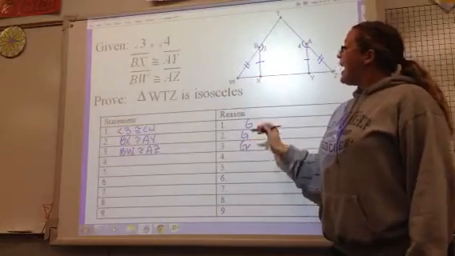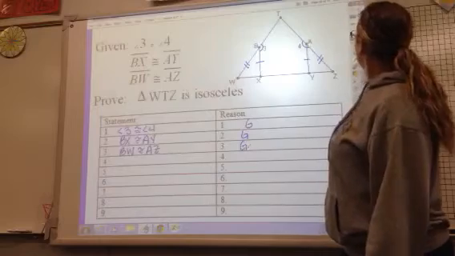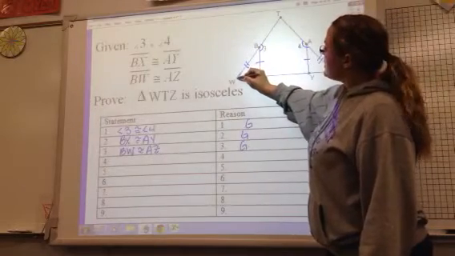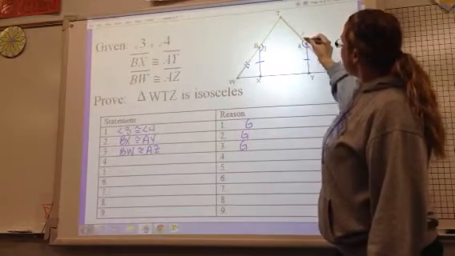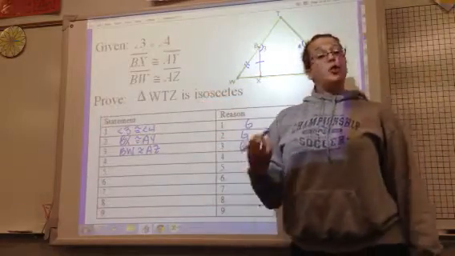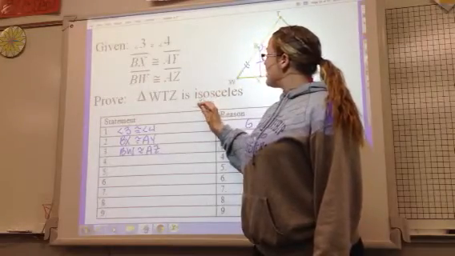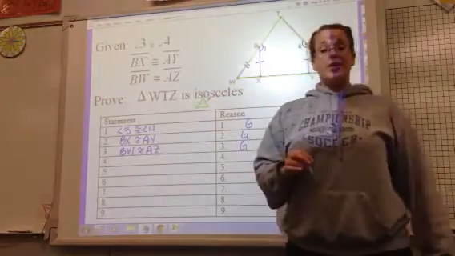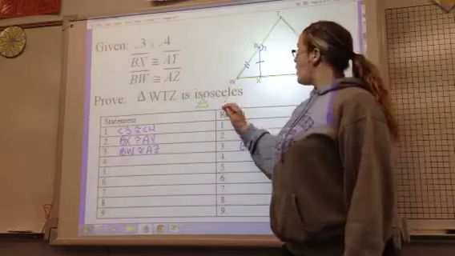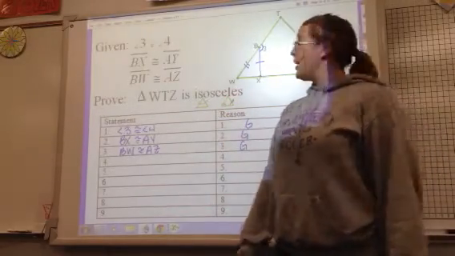All right. I'm trying to prove that triangle WTZ is isosceles. And I have two different ways to do that. If I want to prove that a triangle is isosceles, I need to either prove that those two sides are congruent, or I need to prove that my two angles are congruent.